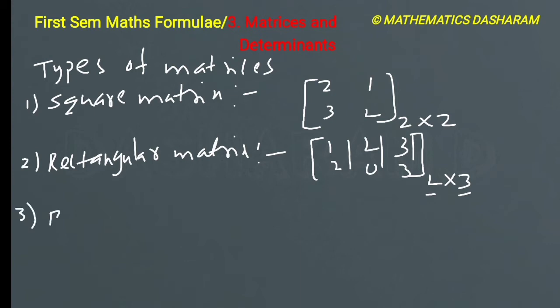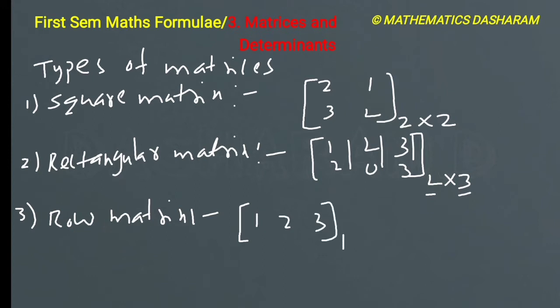Next, third one is row matrix. A matrix containing only one row is called a row matrix. So here it has only one row but three columns. And next here 0, 2. It is also a row matrix, one row, two columns.